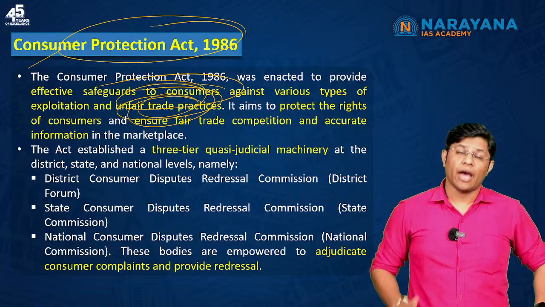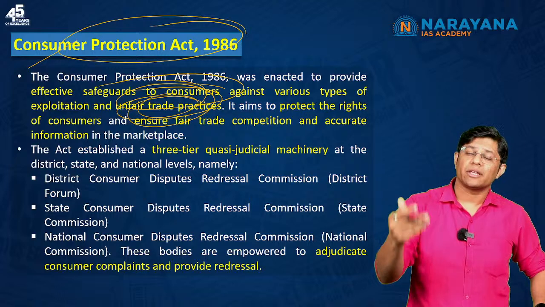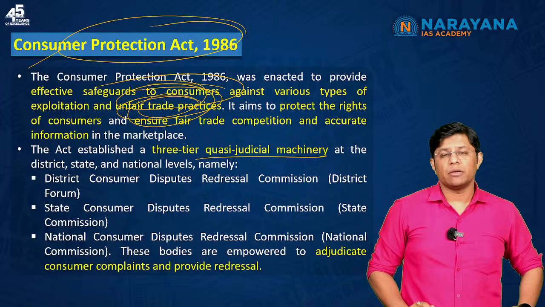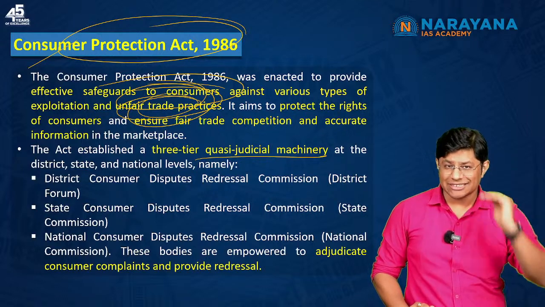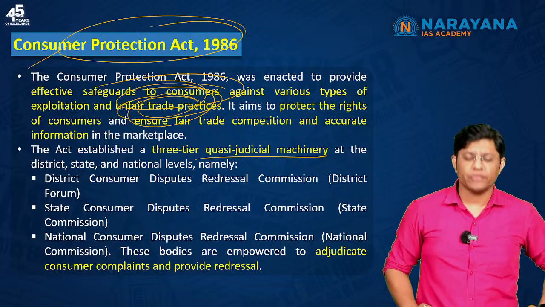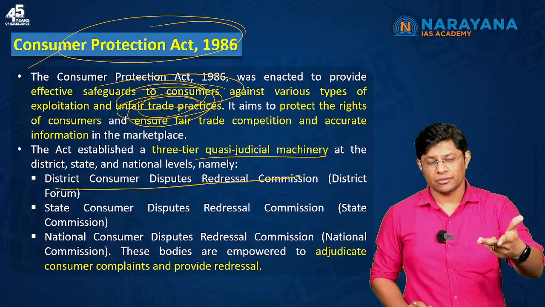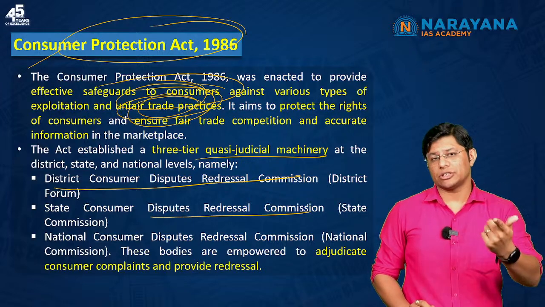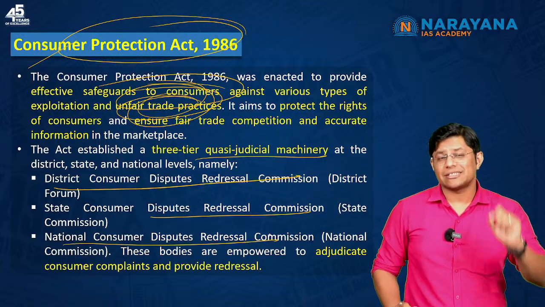practices. And if a citizen or a consumer has to raise a grievance or raise a complaint, there are three platforms. These three platforms are quasi-judicial machinery established at three levels. One is at the district, the second one is at the state, the third one is at the national level. So, at the district level, we have the District Consumer Disputes Redressal Commission. At the state level, we have the State Consumer Disputes Redressal Commission. And at the national level, we have the National Consumer Disputes Redressal Commission.